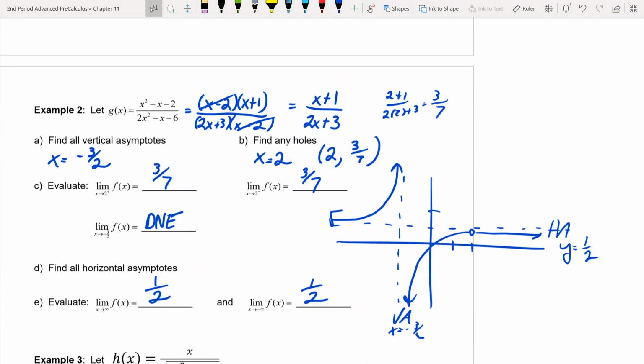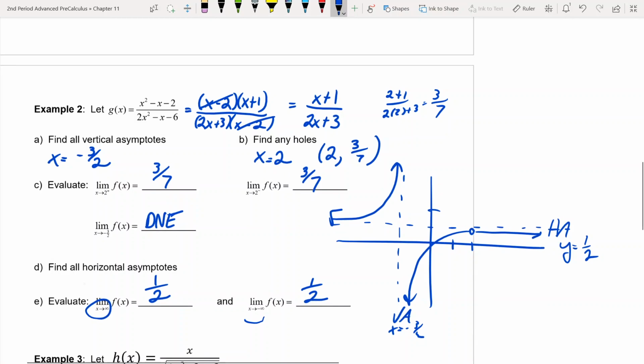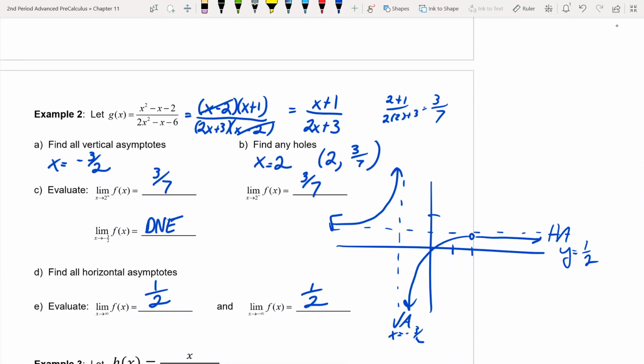But that is how all the vertical asymptotes and horizontal asymptotes tie into limits. Once again, if you're going off to infinity, that's where you've got the vertical asymptote. But if you're approaching infinity with the limits, that's where you are going to have the horizontal asymptote.